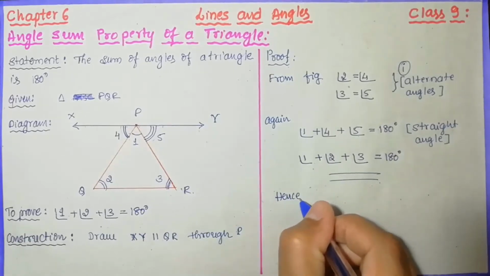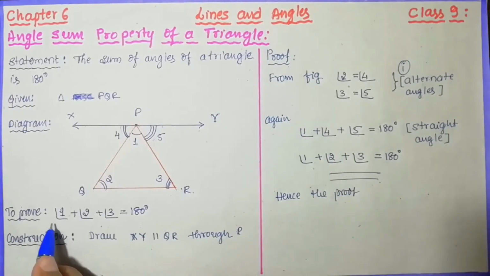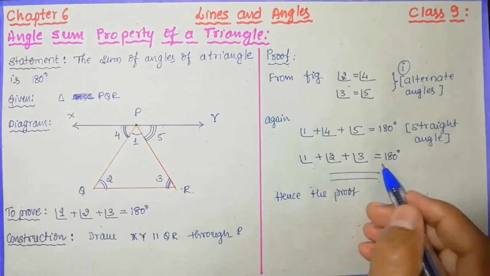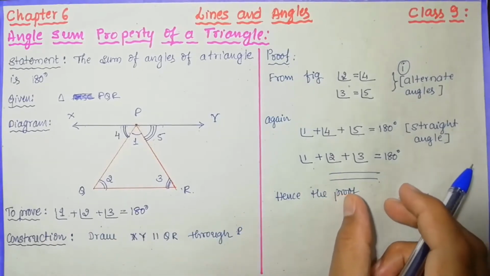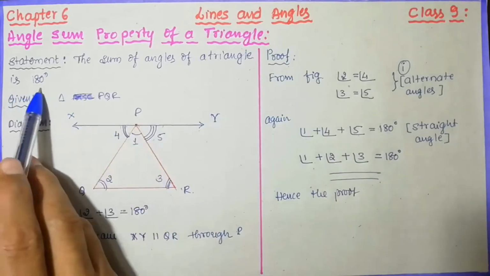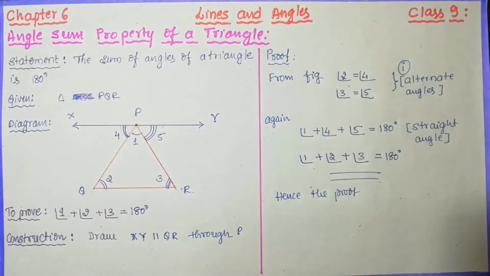Okay, so now look here. Actually, what do we have to prove? We have to prove this one: angle 1 plus angle 2 plus angle 3 is equal to 180 degrees. The same thing I have proved here. So that's why the sum of all the angles of a triangle is equal to how much? 180 degrees. So this is correct, and this is the proof of the theorem. Okay, and you have to write the proof, and you have to learn this one because it may be asked in the examination.